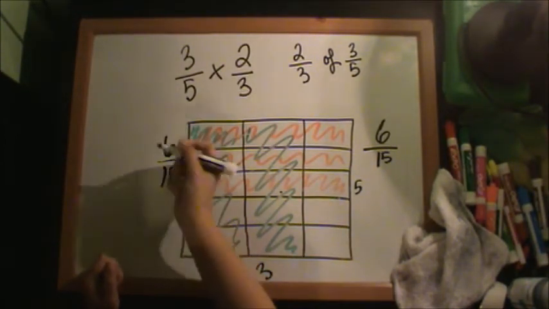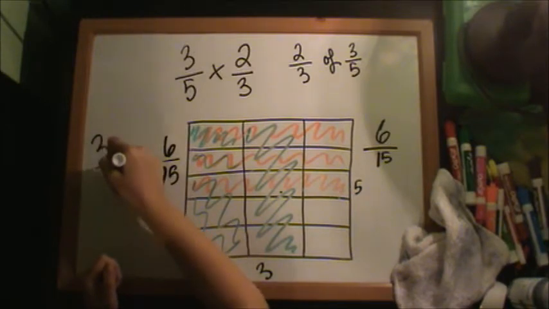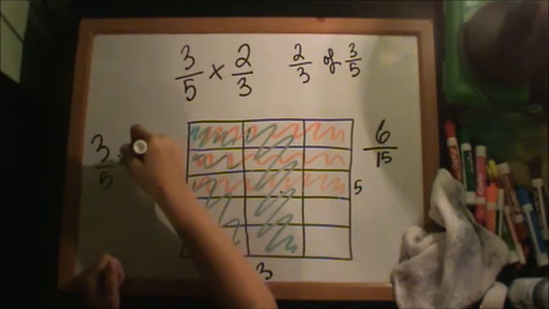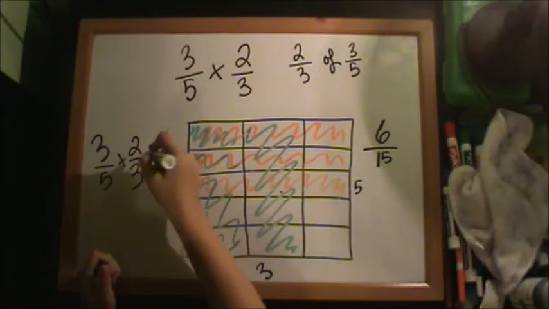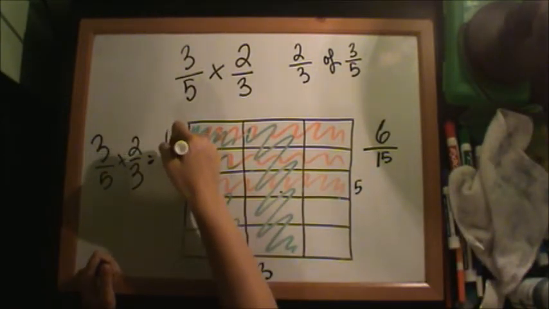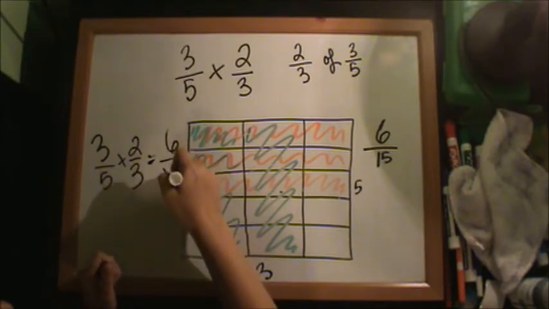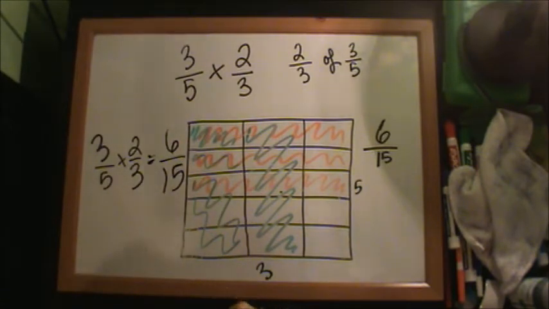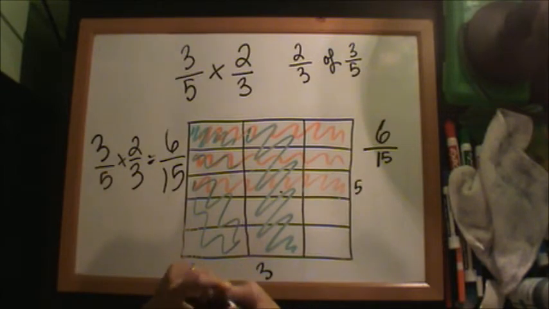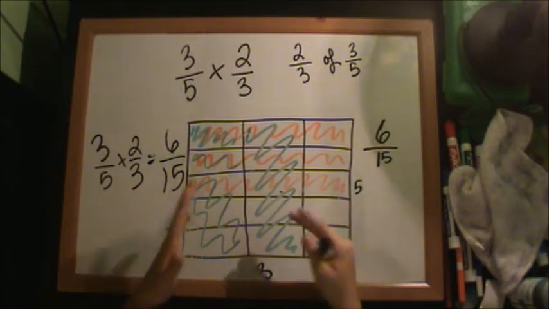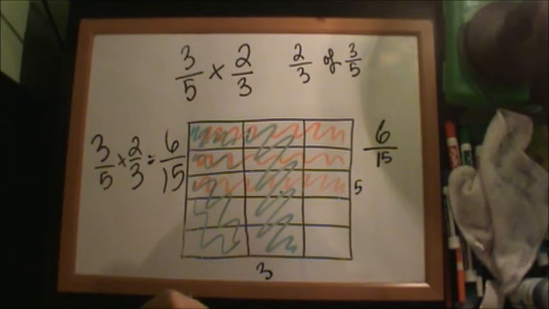So let's do standard algorithm to make sure that we are right. Okay, so 3 times 2 gives us 6, and 5 times 3 gives us 15. So like I said, standard algorithm is pretty easy for multiplying fractions. It doesn't really tell you why it works. It doesn't really explain any conceptual things, kind of like the pictures do. But it is pretty simple once you learn how to do it.